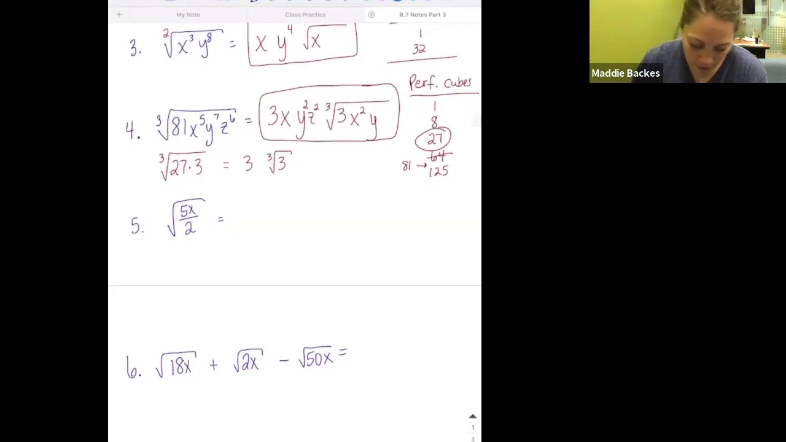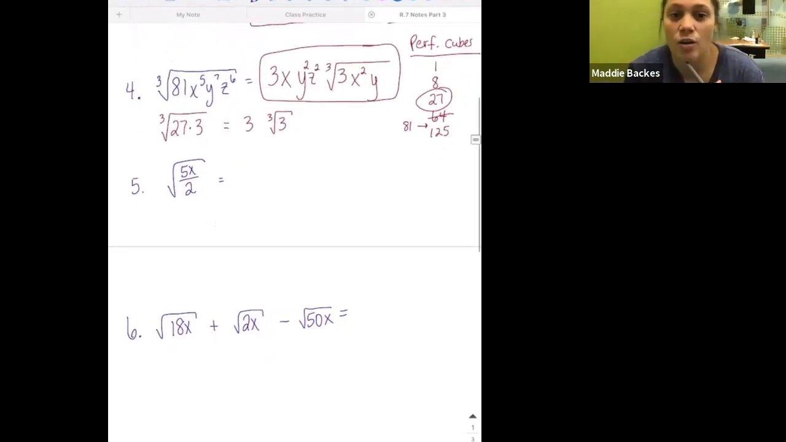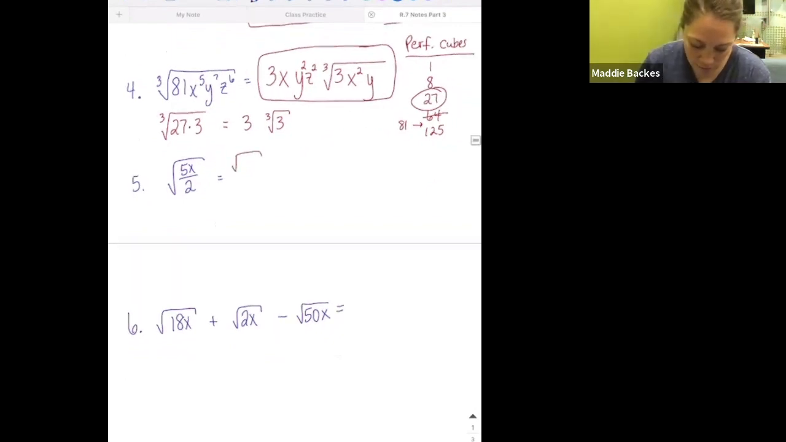Okay, number 5. Anytime we have a radical with a fraction in it, first see if you can simplify your fraction. In this case, we can't. 5 and 2 don't simplify. So I'm going to rewrite this as the square root of 5x over the square root of 2. I can't simplify the square root of 5x. I can't simplify the square root of 2 because no perfect squares divide 5 or 2.